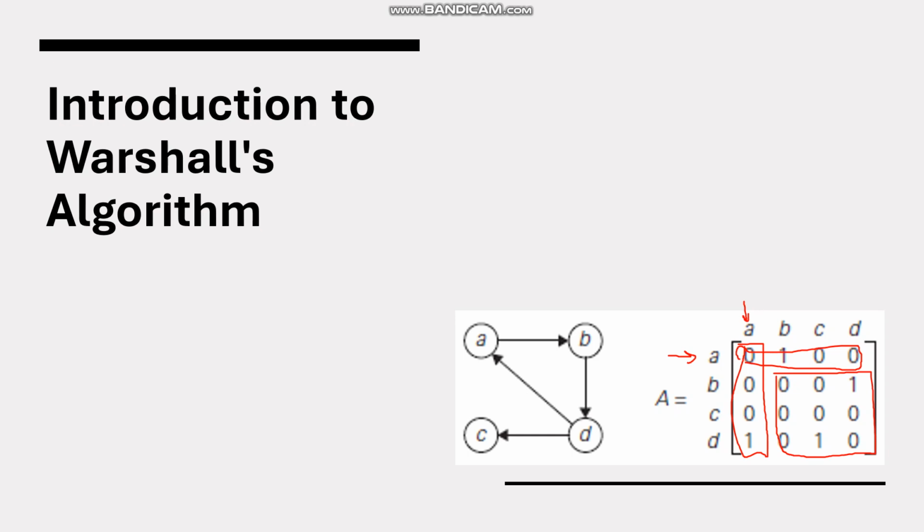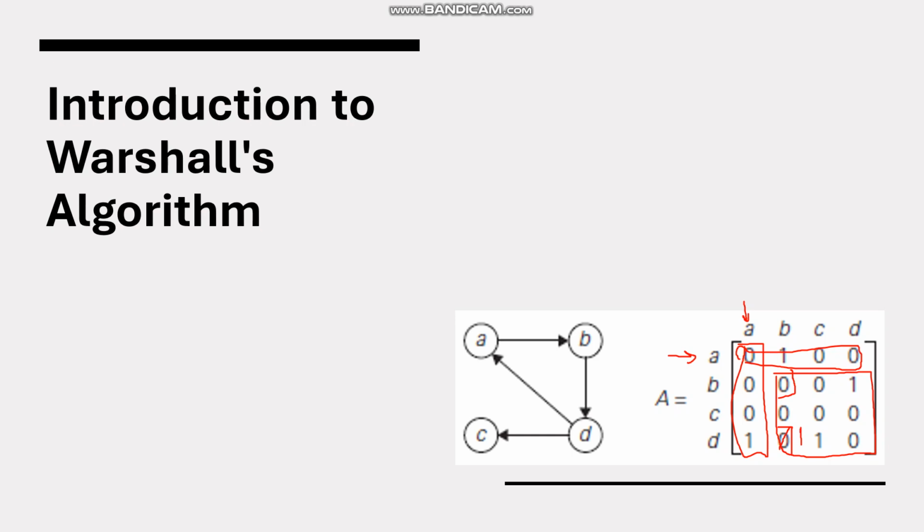Let's start with an example. In this cell we have a 0. Okay, so we're going to check. In the selected row we have 1, but in the selected column we have 0, so it's going to stay as 0. But in this cell, the selected row is 1 and the selected column is 1, so it's going to be changed to 1. And the rest are going to stay 0.